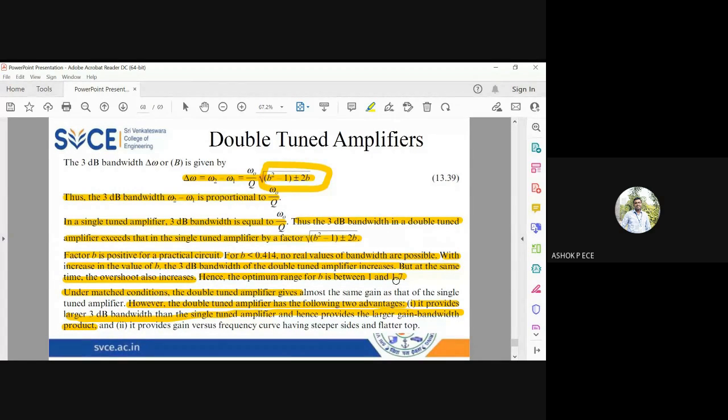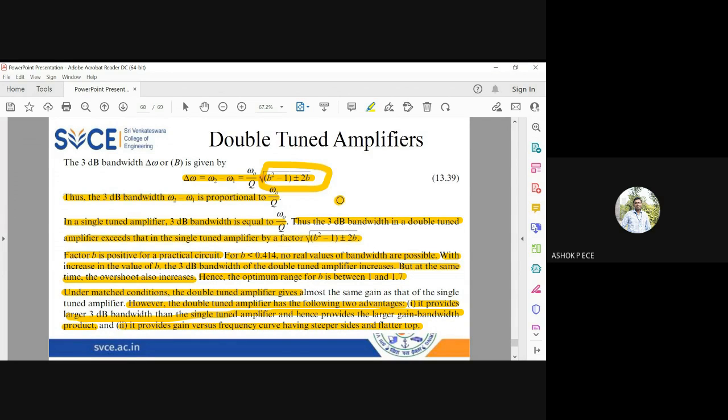The first advantage when you compare single tuned and double tuned amplifiers is that double tuned amplifiers provide a much larger gain bandwidth product when compared with single tuned amplifiers. Both are operating at the same frequency. Second, when you compare single tuned and double tuned, the nature of the frequency response curve will have steeper sides and a flatter top.